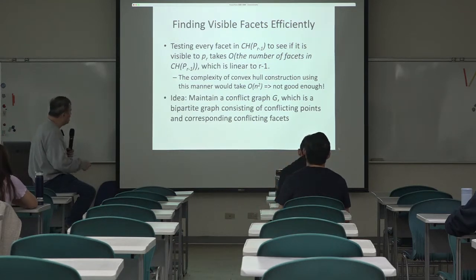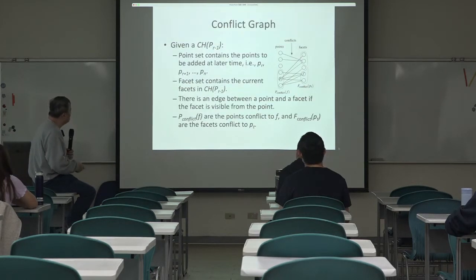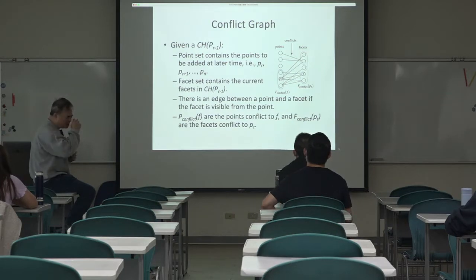Conflict graph. I think when we were here, that's the time when the computer shut down on me. So let me repeat. Because we are talking about an incremental algorithm, we can assume that at a certain time we already have a conflict graph, and then we need to talk about how to insert a point.